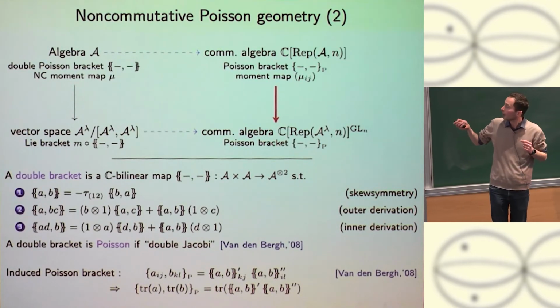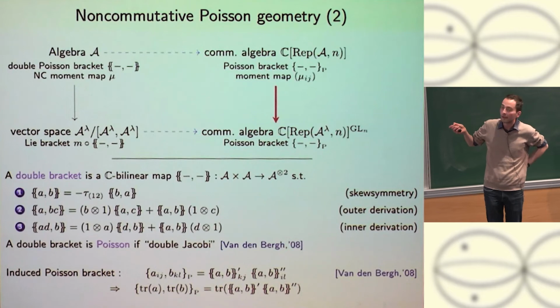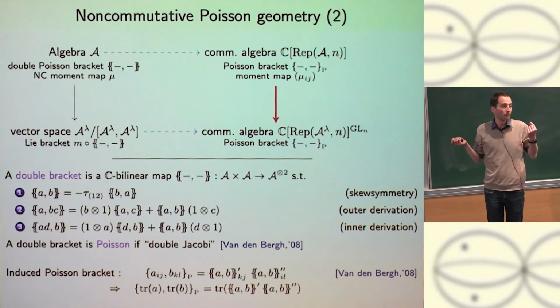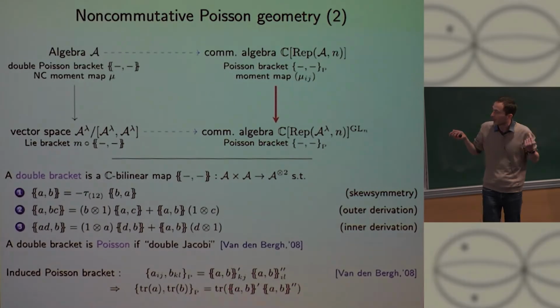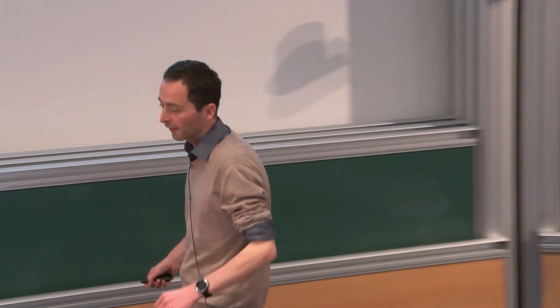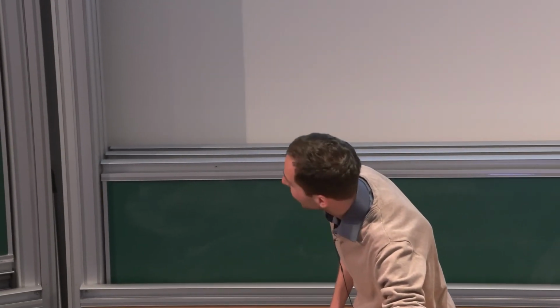If you are given a double Poisson bracket in that very precise sense of Van den Bergh, you can induce, when you go from the algebra to the commutative algebra of functions on the representation space, a Poisson bracket there. And in fact, the Poisson bracket is really elementary because, okay, let me maybe write that. That's the only thing I may end up writing.